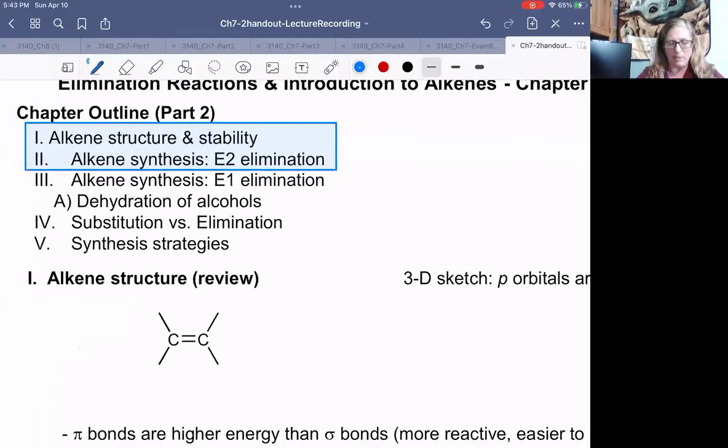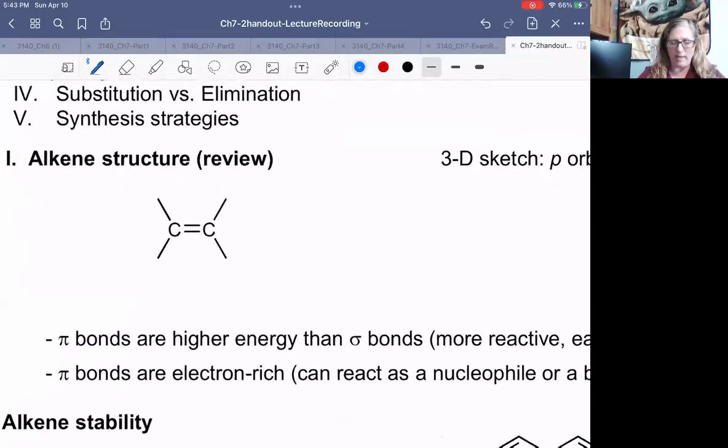And today we're going to be reviewing what alkenes look like and talk about their stability. And we'll also get into our first elimination mechanism, which is the E2 elimination. So let's just review what an alkene looks like.